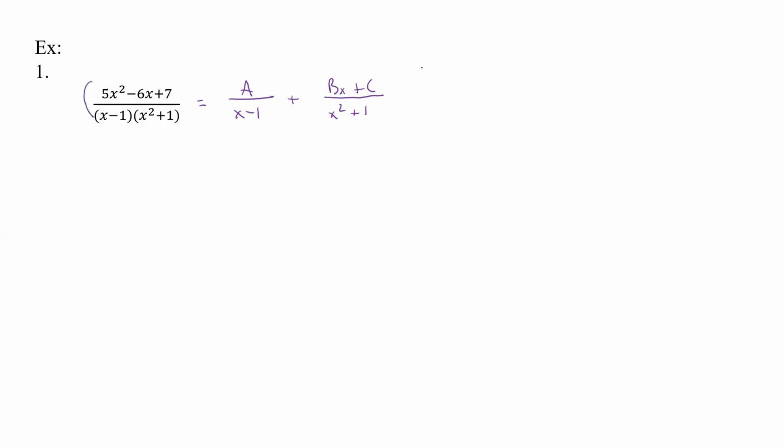Now we multiply by our LCD, which is x minus 1 times x squared plus 1. When we multiply on this side, we get 5x squared minus 6x plus 7 equals. Now the x minus 1 cancels, and we'll have a times x squared plus 1, plus, and here the x squared plus 1's cancel, so we'll have bx plus c times x minus 1. Okay. Now here we have a FOIL we have to do. Here is just a distribution.